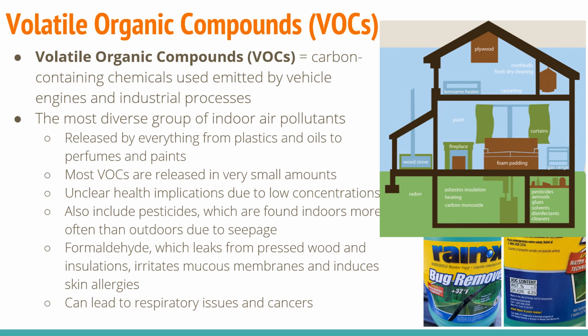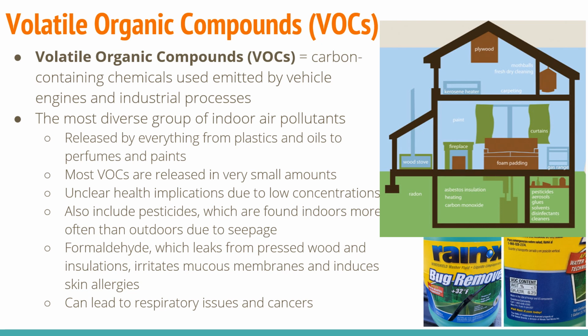We just finished talking about criteria air pollutants from EPA, but there are many other different types of air pollutants, and probably the next most popular one is volatile organic compounds, commonly known as VOCs. So these are carbon-containing chemicals. They are usually emitted by vehicle engines and industrial processes.